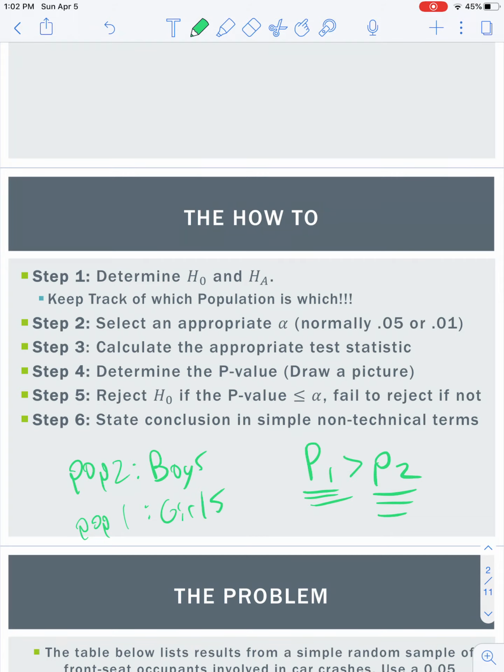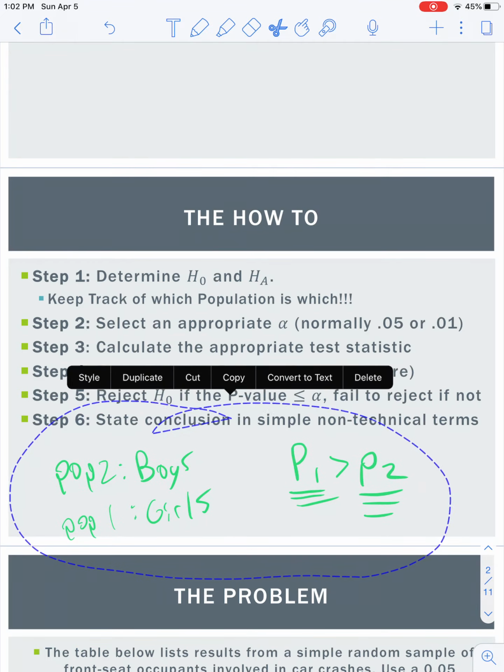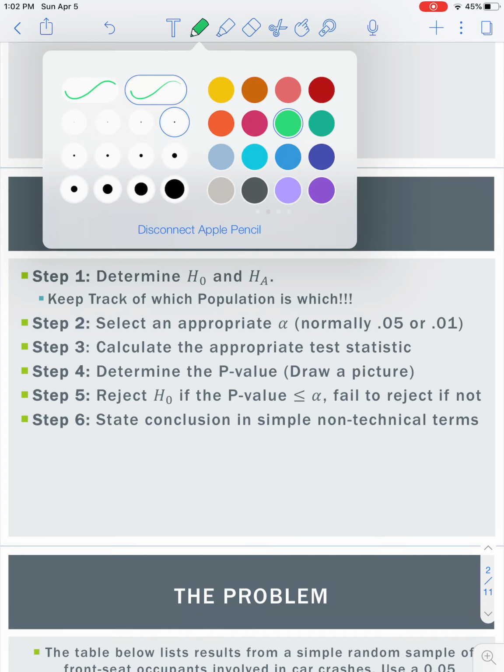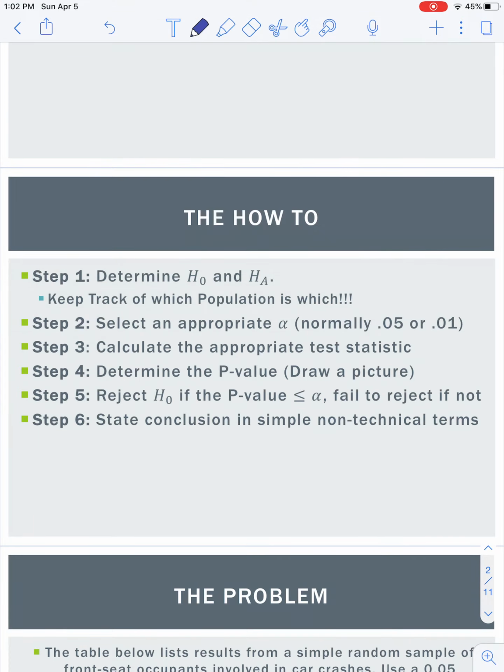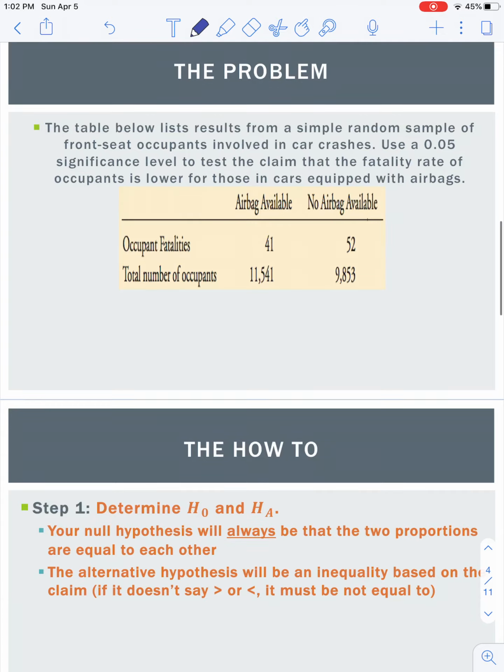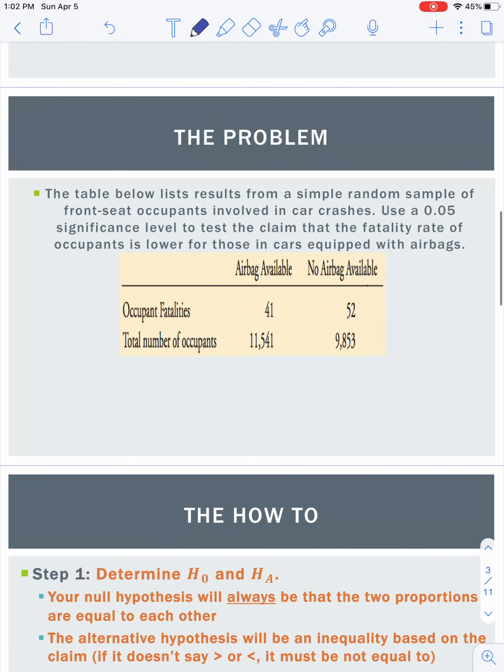So it's really important that you pay attention to which population is which. We'll talk about this when we start setting our hypotheses, of just being clear, communicating with yourself and the grader as to which population you're going to call which. So let's jump right into a problem.